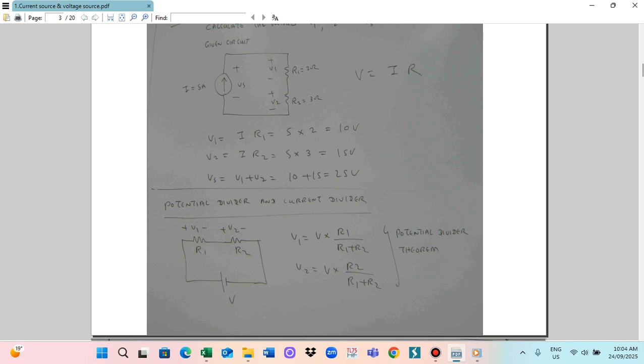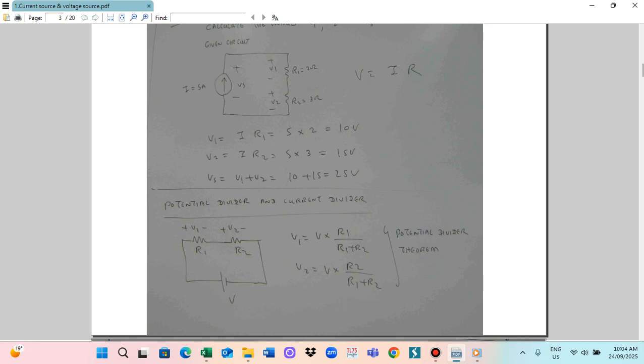This we call the potential divider theorem. So V1 is going to be V multiplied by R1 divided by R1 plus R2. V2 is going to be V multiplied by R2 divided by R1 plus R2. This is the potential divider theorem.